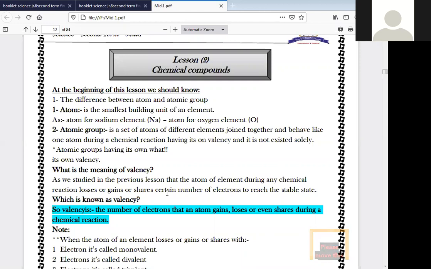What is the meaning of valency? We studied before the elements can lose, gain, or share electrons.